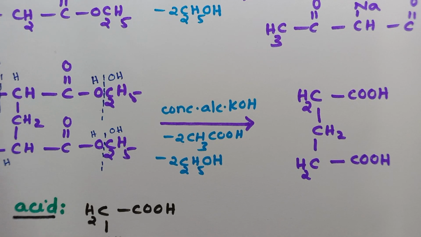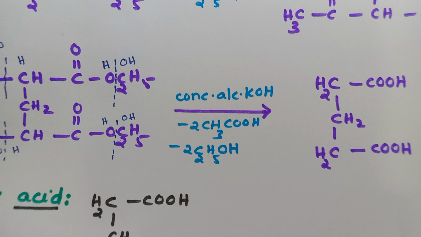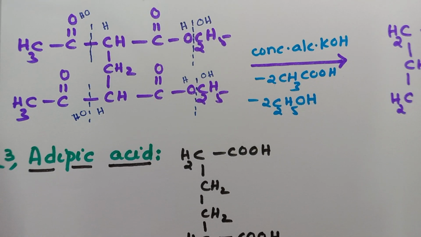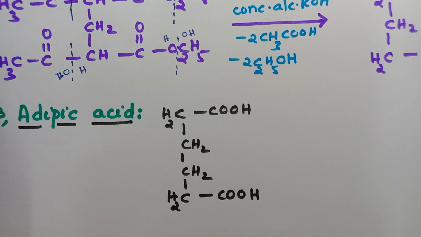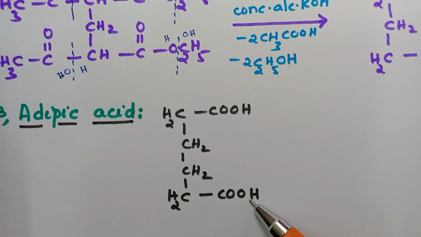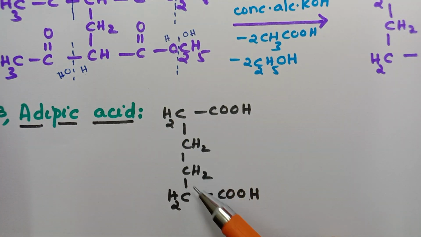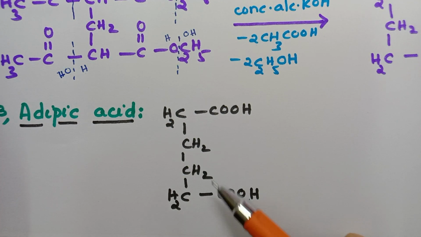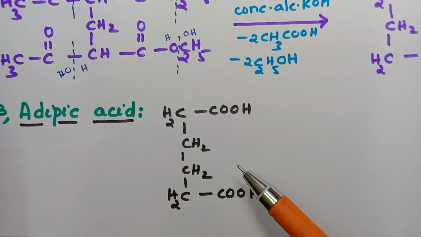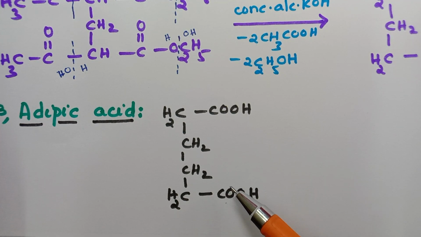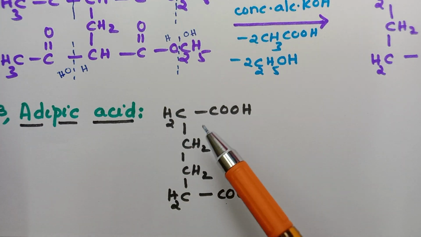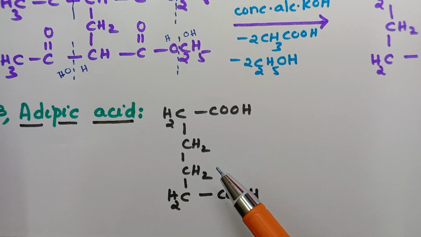Next, dicarboxylic acid having 6 carbons. Number 3, write down adipic acid. So this is CH2COOH, CH2, CH2, CH2, COOH. Total how many carbons? 1, 2, 3, 4, 5, 6. Okay. So this you will be doing as homework. Try it, students. If you are not able to do it, please post in the comment box so that I will make the video of preparation of adipic acid and post again so that it will be easy for you.